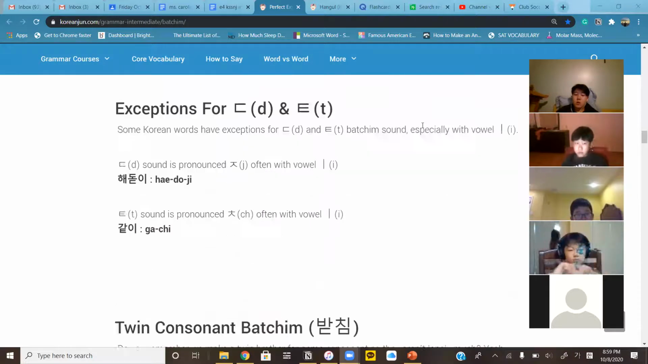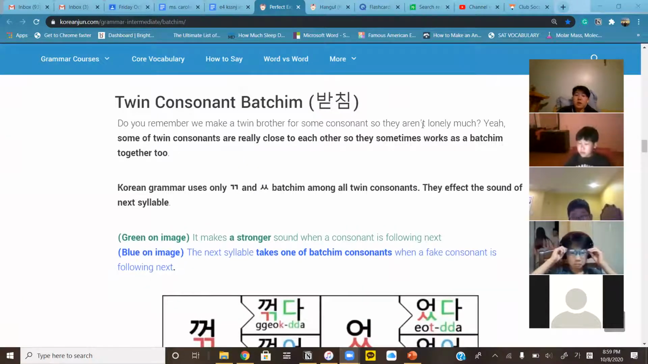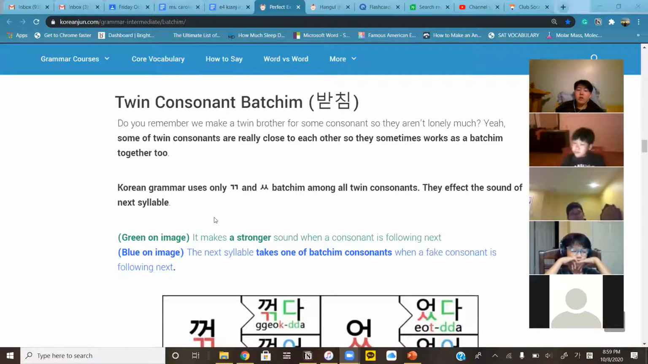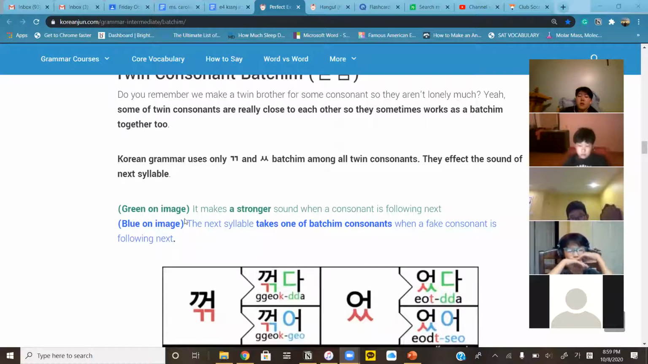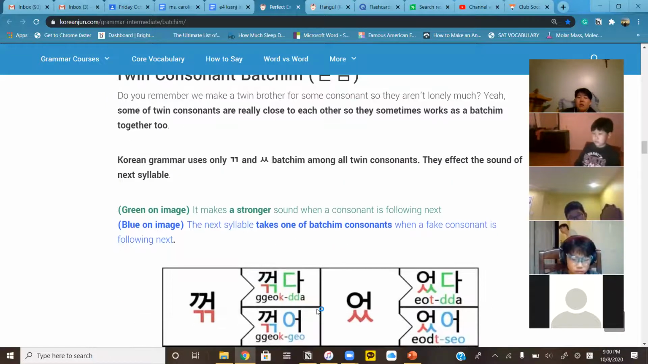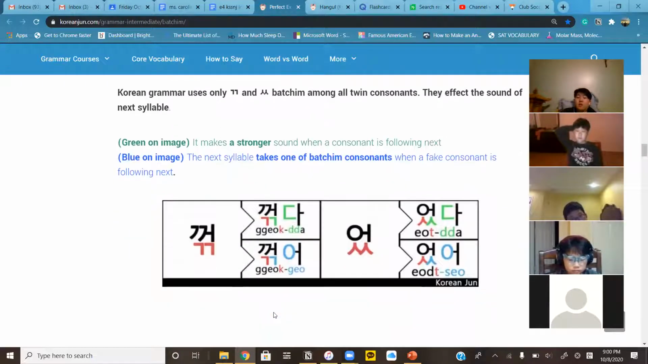Let's move on. All right, now we're going to go over twin consonant batchim. I'll go over this one. Some of the twin consonants are really close to each other. Sometimes they work as batchim. Korean grammar uses ssangbatchim for all twin consonants. They affect the sound of the next syllable, and this is basically the emphasis on these words. So when you see a fake consonant like ieung, for example, this giyeok is influencing this syllable right here.